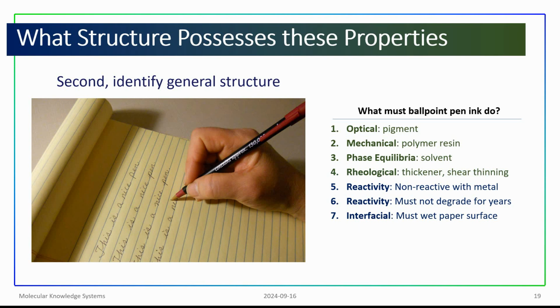To ensure the ink doesn't react with metals, we need a corrosion inhibitor. And to ensure the ink does not degrade for many years, we need a preservative. And finally, to ensure the ink wets the paper's surface, we need a surfactant.